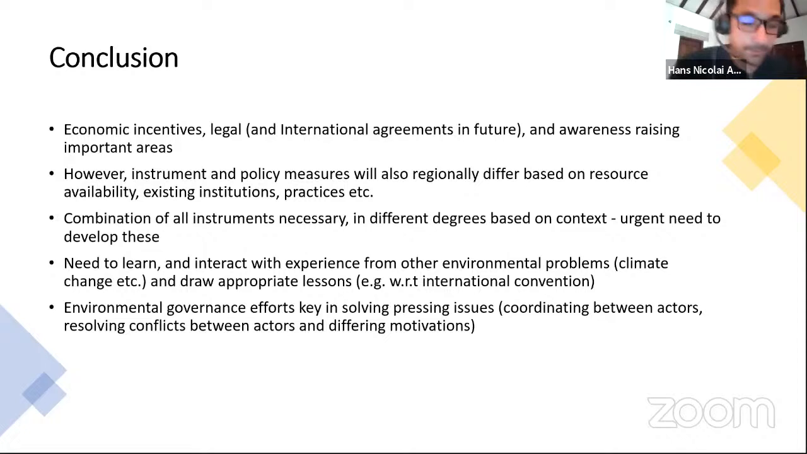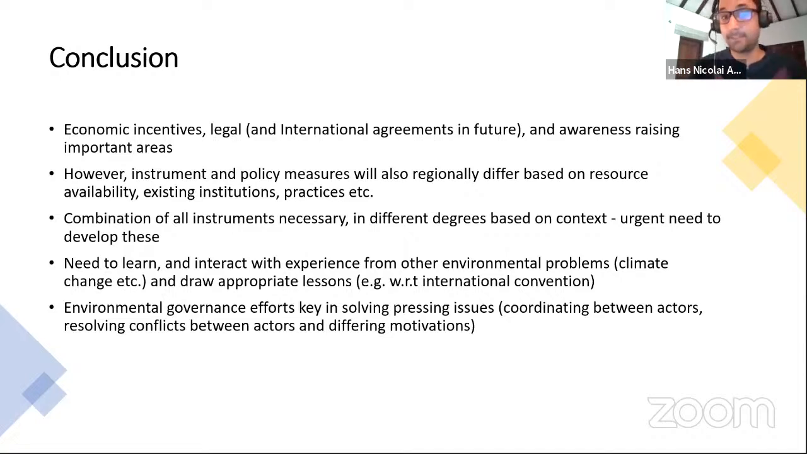So to conclude, one of the literature tools that I can recommend to you is actually in this PowerPoint presentation, which I think will be accessible later on, which is a book on institutions. So it's very key to coordinate between actors, to resolve these conflicts between different motivations of industry, of consumers, of the state, of civil society, find a common platform to develop good instruments, and then enforce and implement them.